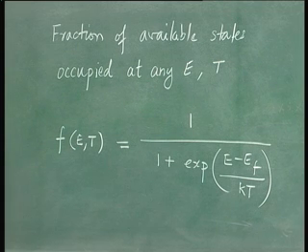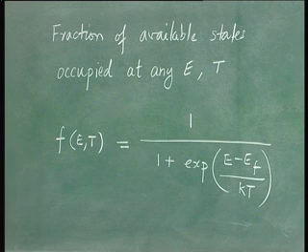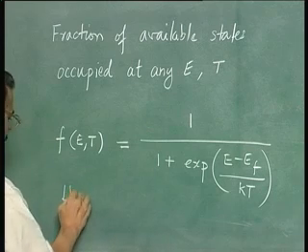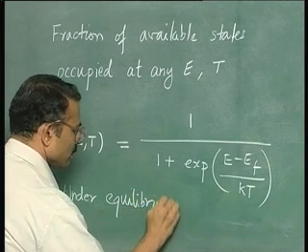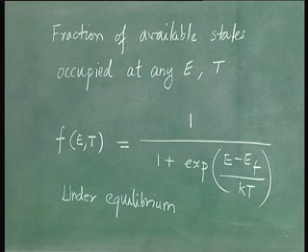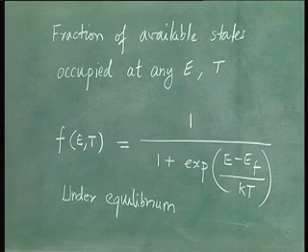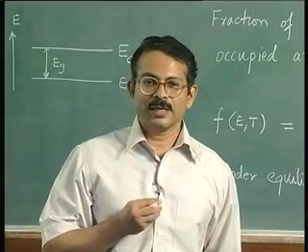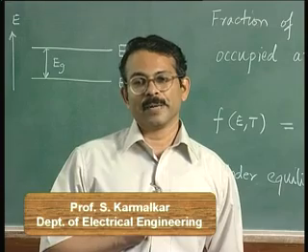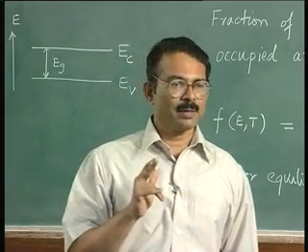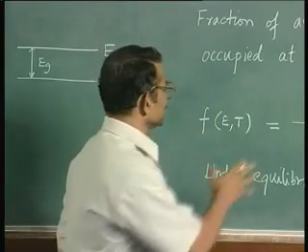It is extremely important to note that this function, or this fraction, is derived under equilibrium conditions. What does it mean? It means that you have assumed while deriving this fraction that if some electrons are being transferred from energy level E1 to E2 at some rate, then electrons are being transferred from E2 to E1 at the same rate. That is the meaning of equilibrium. So using these ideas, this fraction has been arrived at.